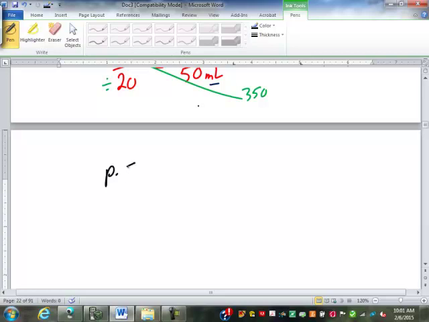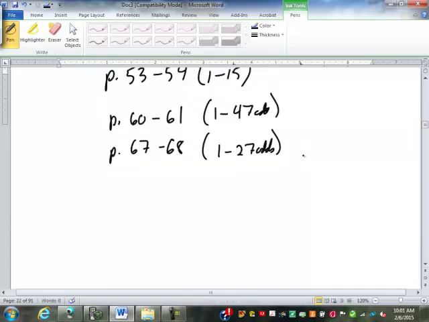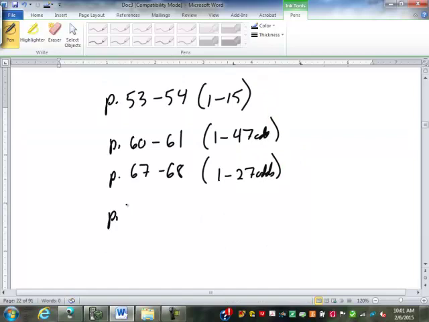If you haven't finished them all, you should probably still take a look at page 53 and 54, 1 through 15, those mixture problems. You could also then take a look at page 60 to 61, and 67 to 68. That's 1 through 47, the odds here, and 1 through 27, the odds there. One of the other reasons I'm ending early is I didn't want to keep going and give you more homework. This one's kind of long. Page 73, 1 through 39, the odds, dealing with the ratios and proportions.